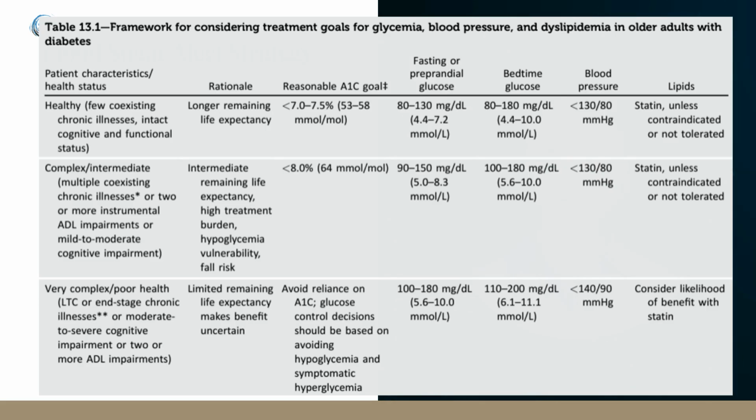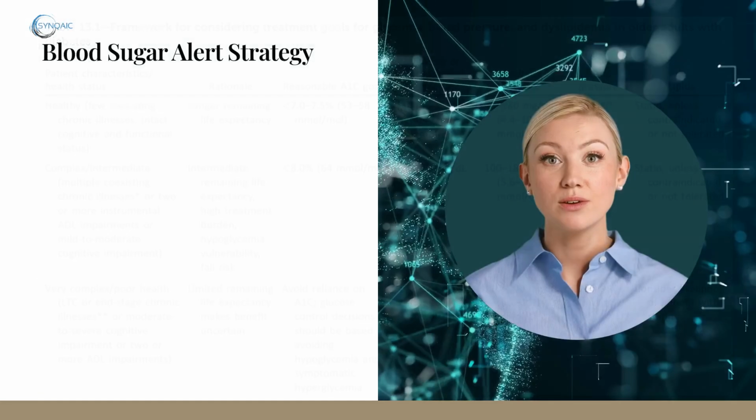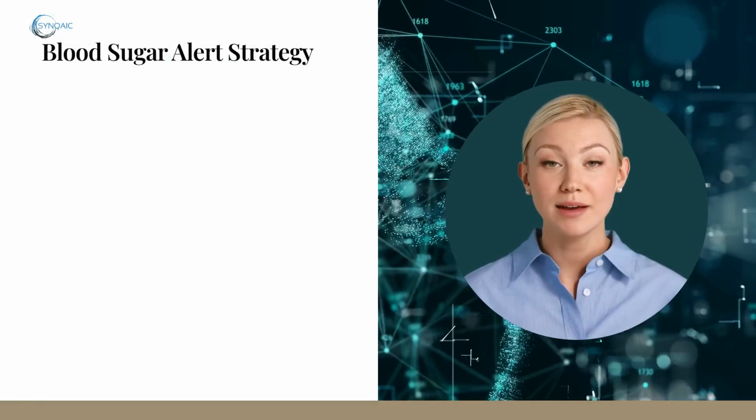Nurses can consider looking at ADA's standard of practice to determine if goals of treatment are met using reasonable A1C goals, fasting and preprandial glucose and bedtime glucose monitoring for all types of patients admitted in the long-term care setting. These include healthy with few chronic illnesses with intact cognitive and functional status, complex and intermediate with multiple coexisting illnesses accompanied by 2 or more activities of daily living impairment, and those that are very complex with poor health. The following alert strategy could be implemented.